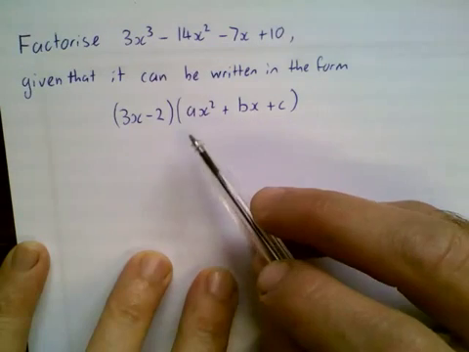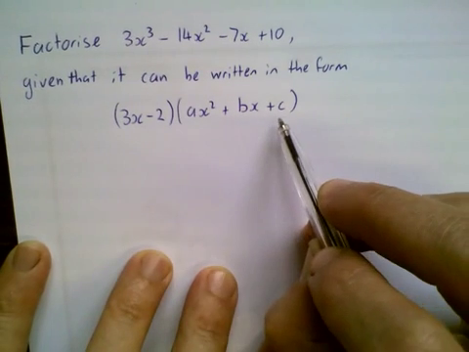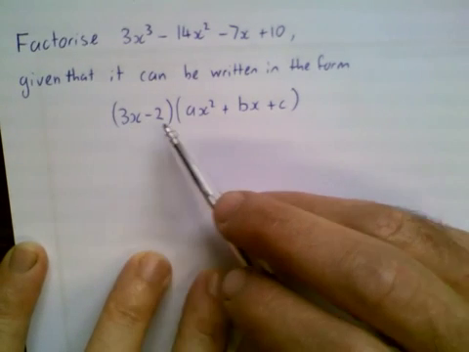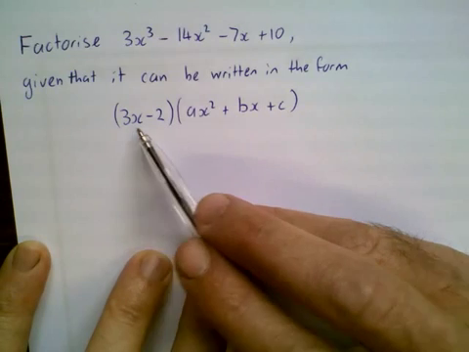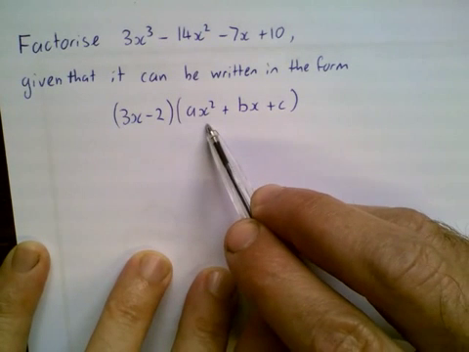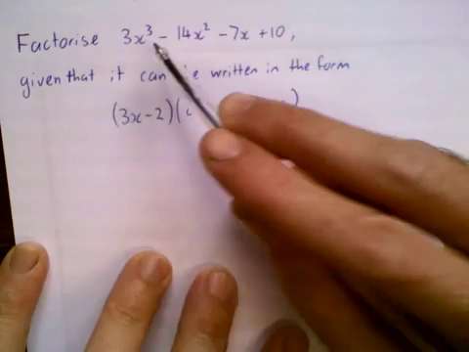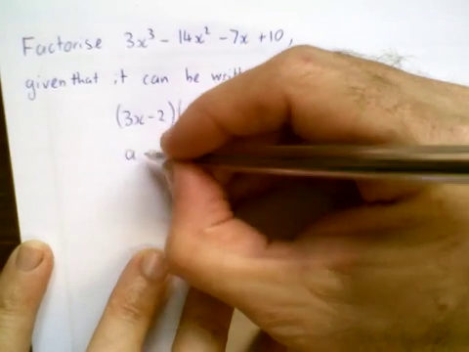So first of all, with our a and c values, the only way we can generate the x cubed term when we expand this expression is by going 3x times by ax squared. In other words, this a value has to be 1 because 3x times x squared would give 3x cubed. So just by inspection, we can say a is equal to 1.